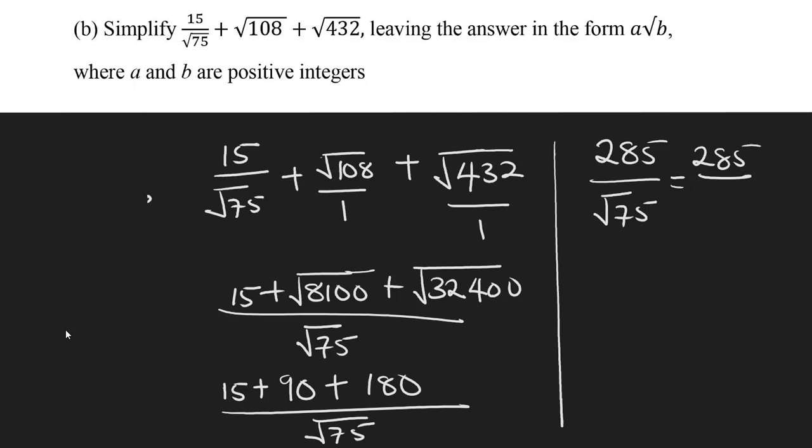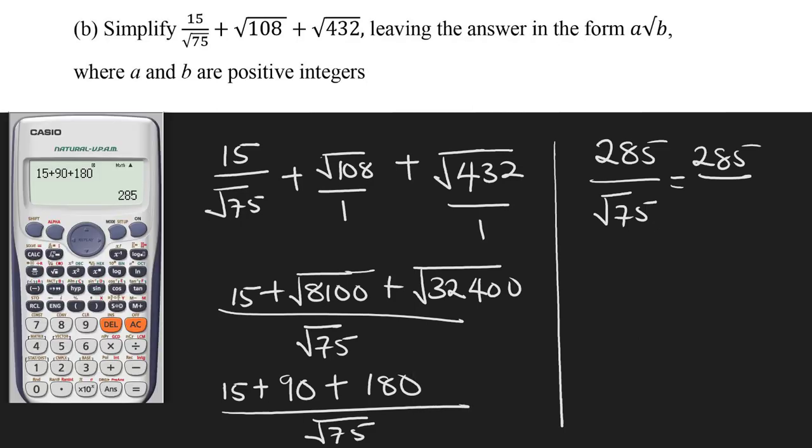This one is going to give us 285 over. Look for two numbers that when we multiply them, we're going to have 75. And remember that one of the numbers should be a perfect square. So what is that number? Of course, we have 25 and 3, because 25 times 3 is 75. So let's check whether it's correct. 25 times 3 is 75.